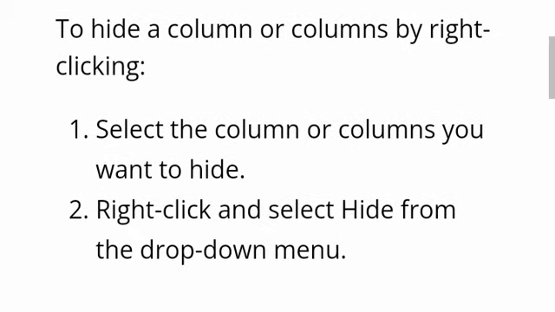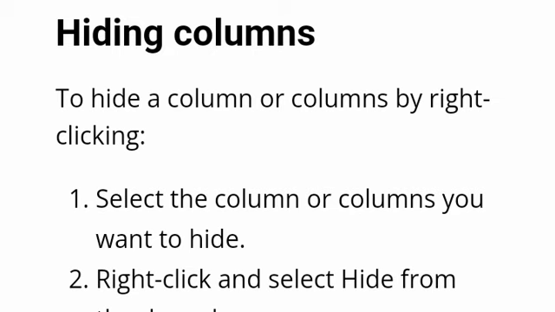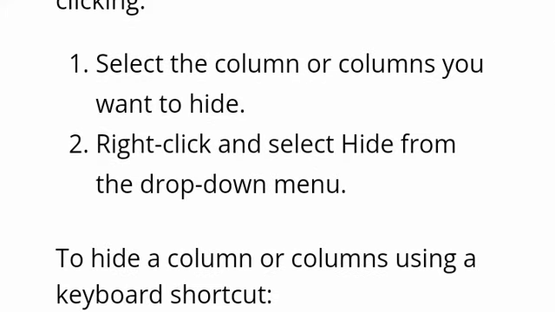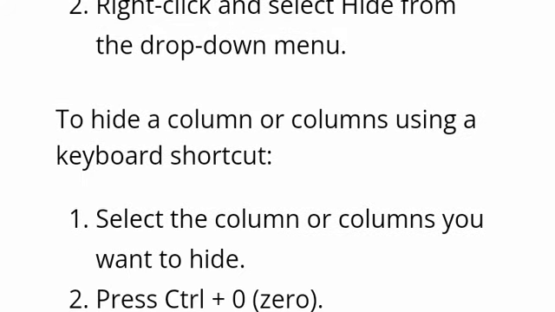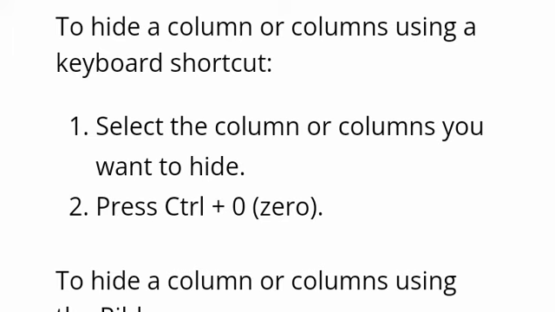Hiding columns. To hide a column or columns by right-clicking, select the column or columns you want to hide. Right-click and select Hide from the drop-down menu. To hide a column or columns using a keyboard shortcut, select the column or columns you want to hide, then press Ctrl plus 0.